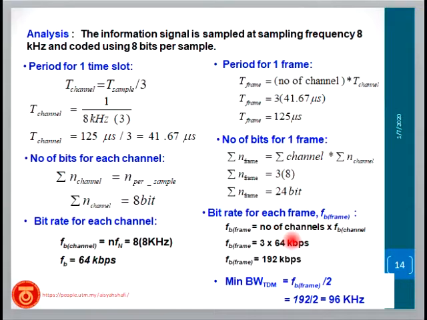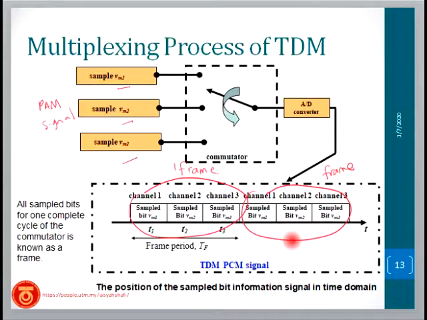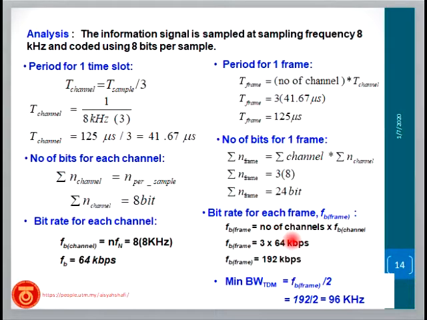Okay, there are many parameters of time division multiplexing. For example, with this system, we have the sampling frequency fs of 8 kilohertz and coding using 8 bits per sample.